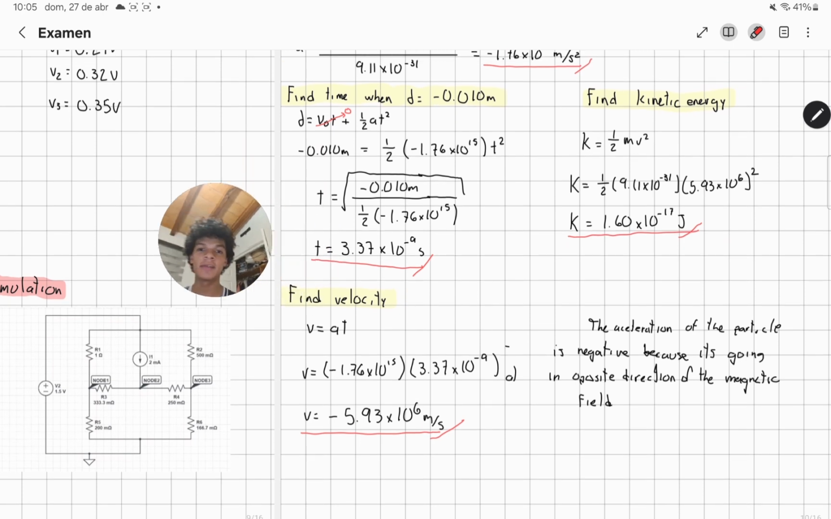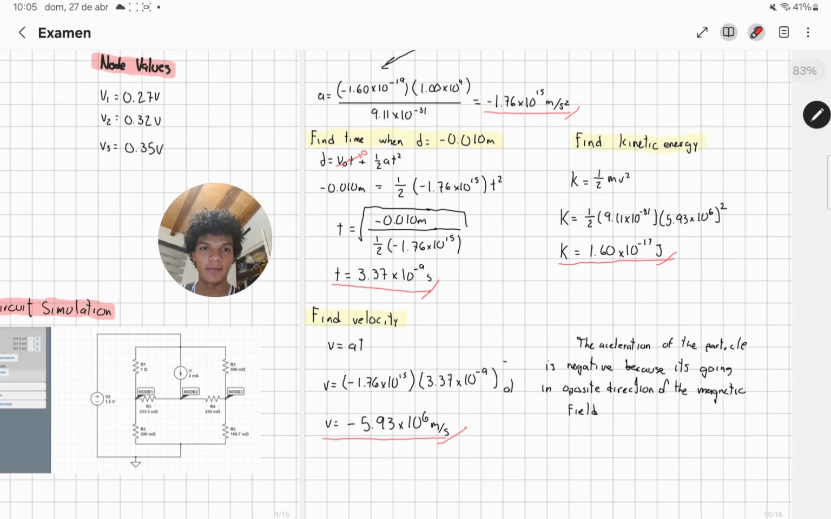And finally find the velocity, also a simple formula. Velocity equals acceleration times time. We substitute the values and we have this velocity. Also notice it's negative because the acceleration is also negative.